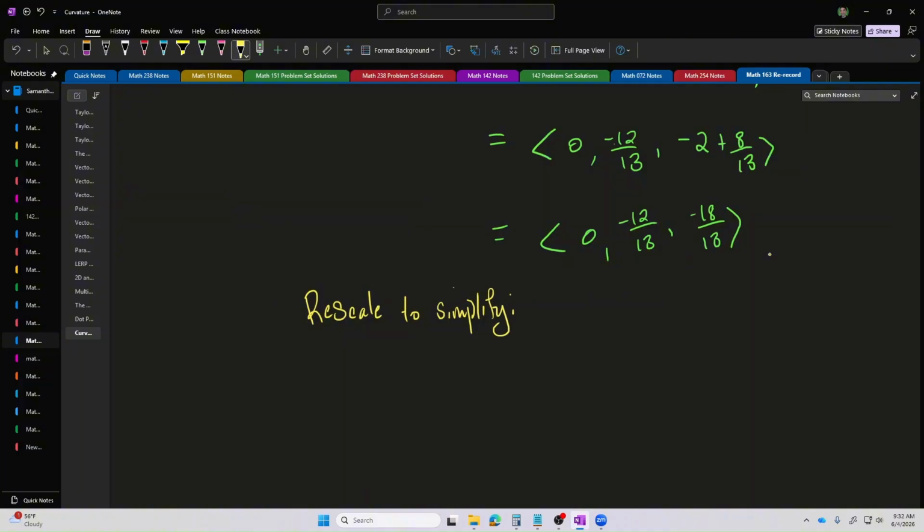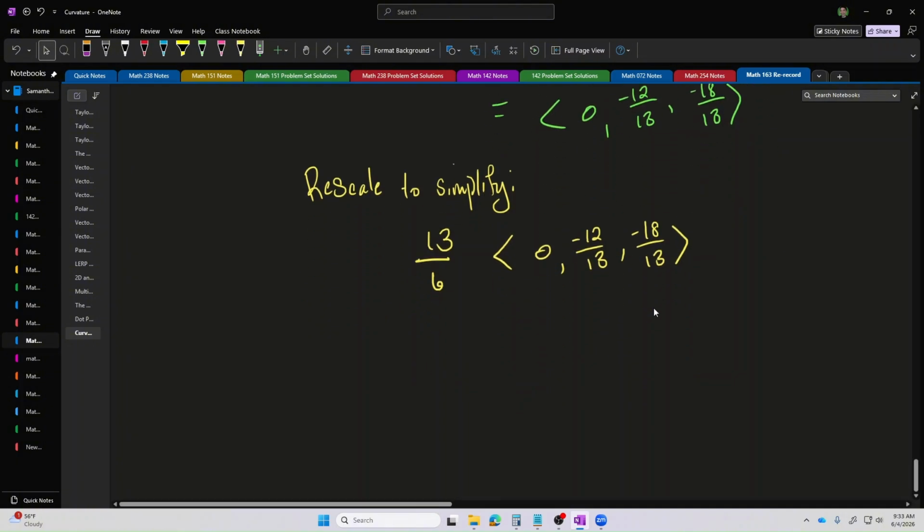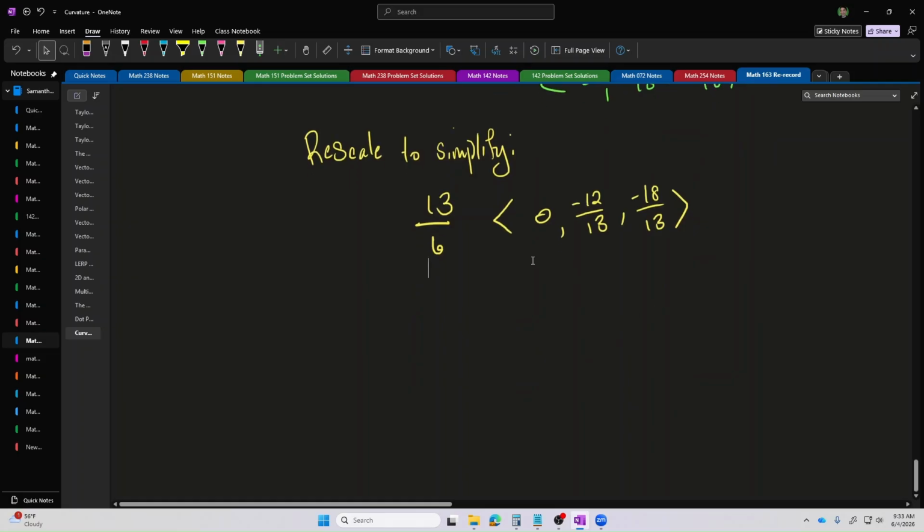For example, I see that this vector contains a common factor of 13. So to simplify that and just make the vector easier to work with, I might multiply this guy by 13. Similarly, I might go ahead and divide this guy by 6. If I multiply this guy by 13 and I divide this guy by 6, that will rescale the vector and simplify it without changing its direction.